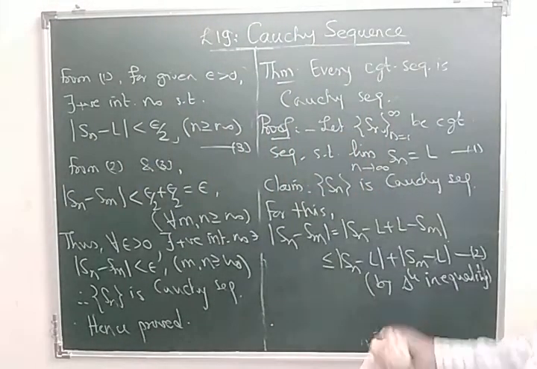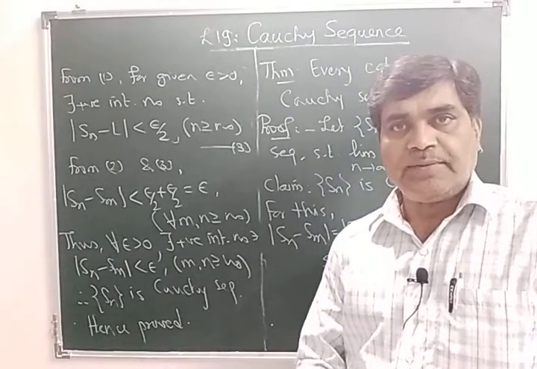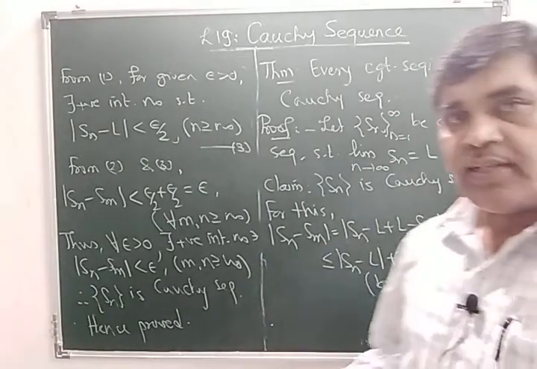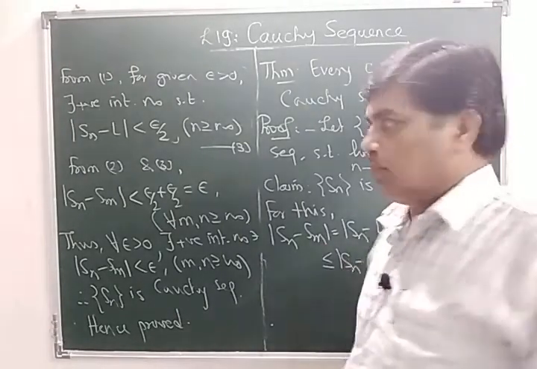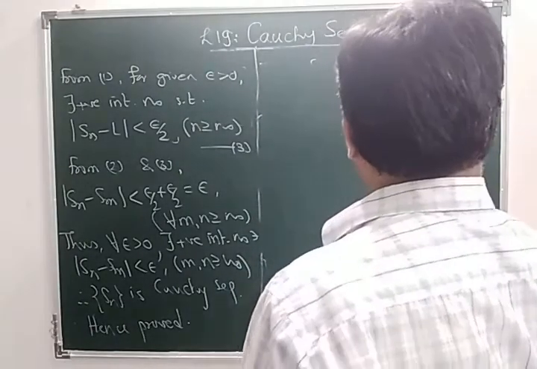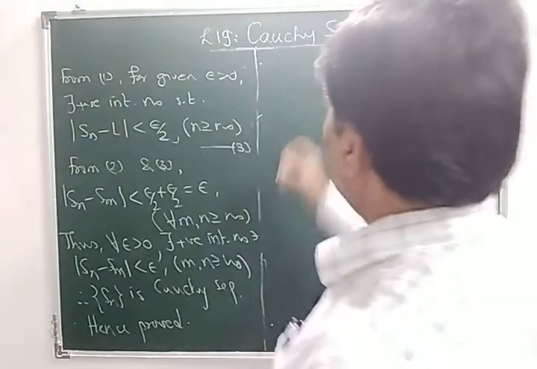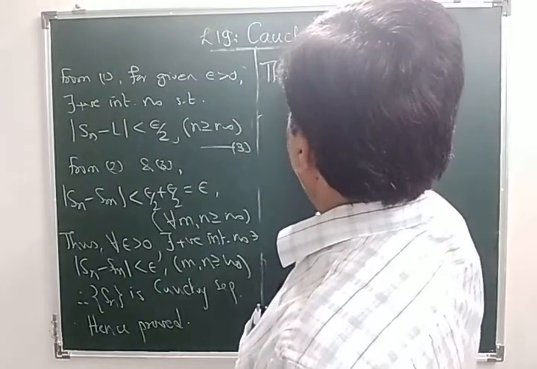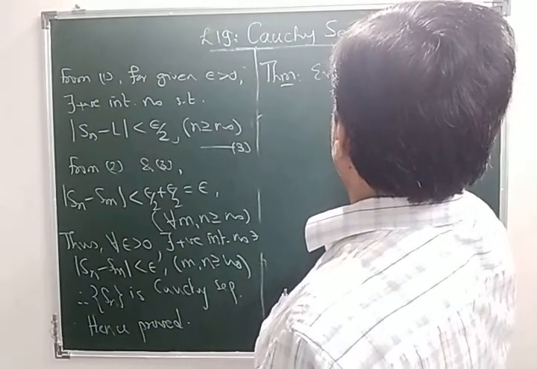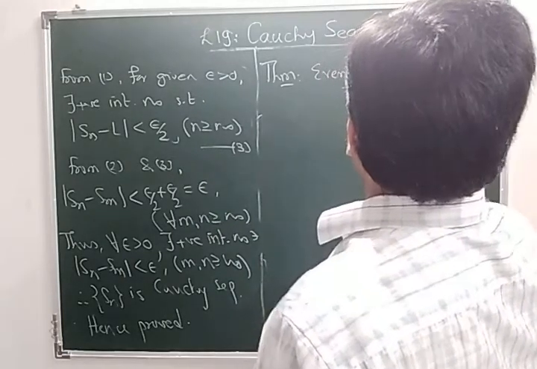So we proved that every convergent sequence of real numbers is a Cauchy sequence. I told you that a convergent sequence is bounded, which means a Cauchy sequence must be a bounded sequence. So we'll now prove the result that every Cauchy sequence is bounded. Next theorem: every Cauchy sequence is bounded.